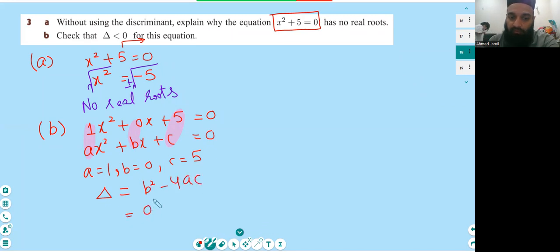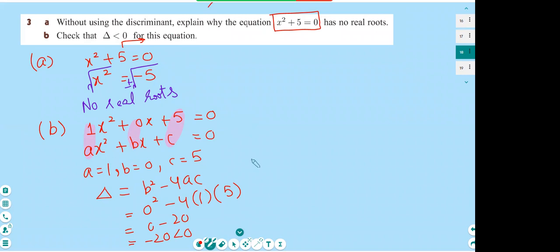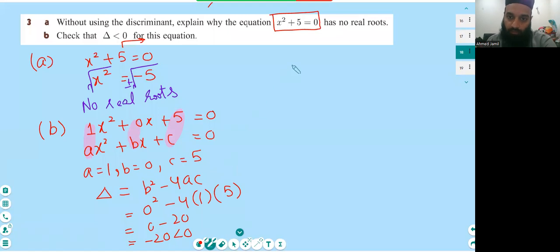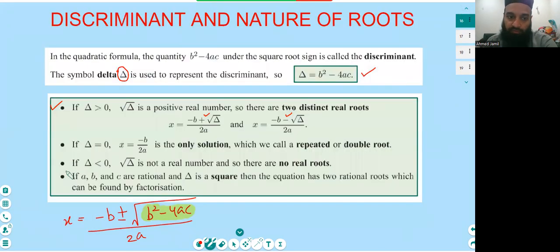So what is b here? Obviously 0 squared minus 4 times a, 1, and 5 is c. So we get 0 minus 20, and it is minus 20, which is obviously a negative number, right? So the delta is less than 0, right? Which obviously states that there are two roots, but they are not real. So this is actually the third case when we have no real roots, right?